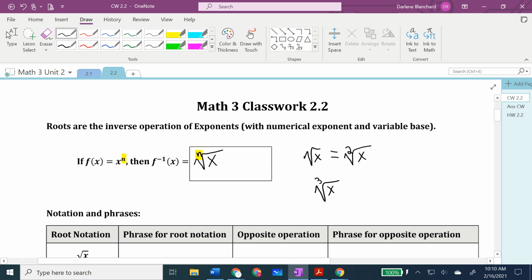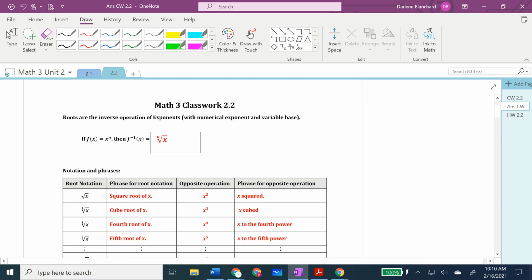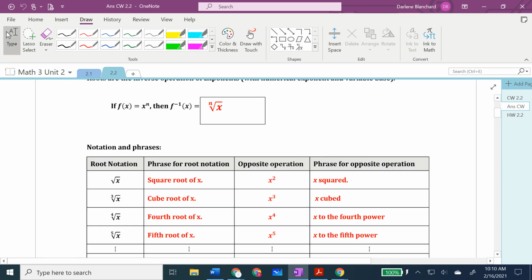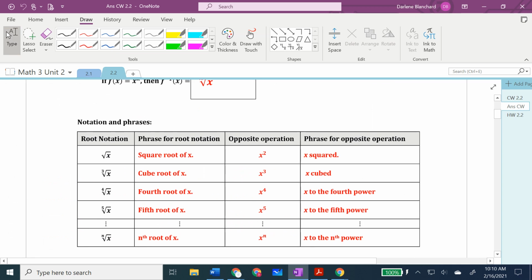And you're probably familiar with seeing cube root. I want to make sure that you know how to say things properly. So I'm going to go over to the answers and just emphasize, so we have square root of x, cube root of x, fourth root of x, fifth root of x, and then all the way down to nth root of x. And those are the opposite operations of x squared, x cubed, x to the fourth power, x to the fifth power, x to the nth power.